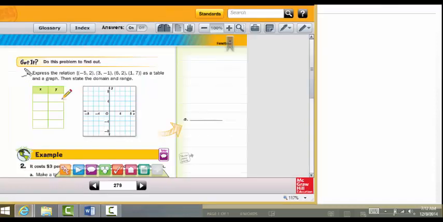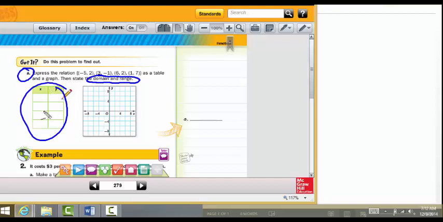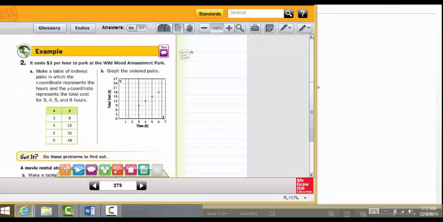Please press pause and do letter A. Don't forget to state the domain and range, as well as plotting or filling in the table and plotting the 4 points here. All right, let's do problem number 2, example number 2.